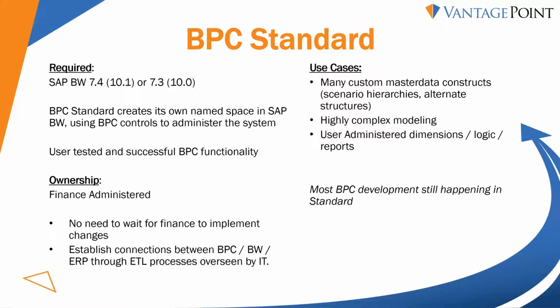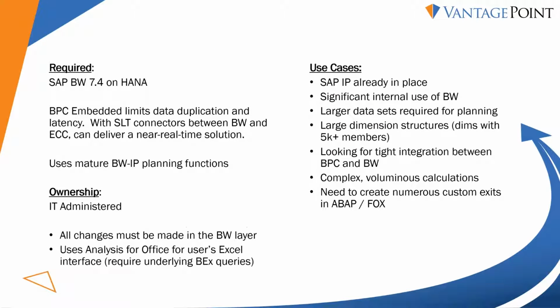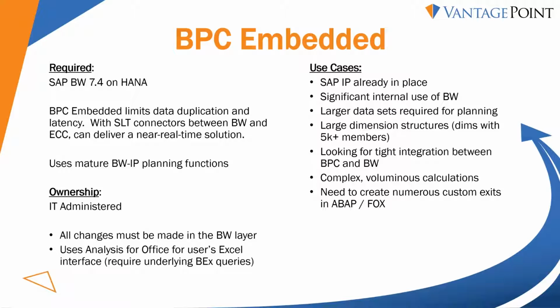If you have a lot of complex modeling that has to be done, of integration of models that are line of business specific, the standard model is a little easier to work with from that perspective. Again, most of the development that we see is still happening in the VPC Standard models, whether it's Microsoft or Netweaver Standard models. The VPC Embedded model does require BW 7.4 on HANA. The embedded model is going to then limit that data duplication, right?